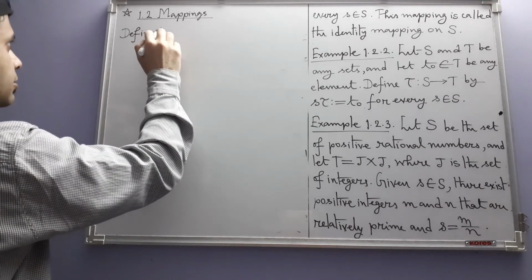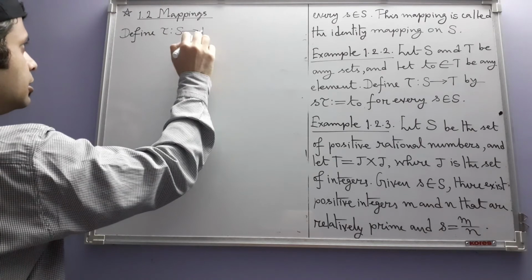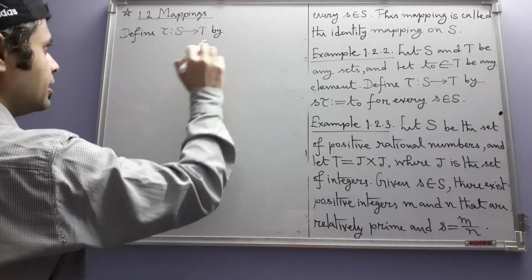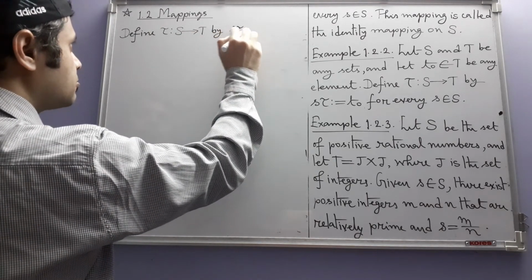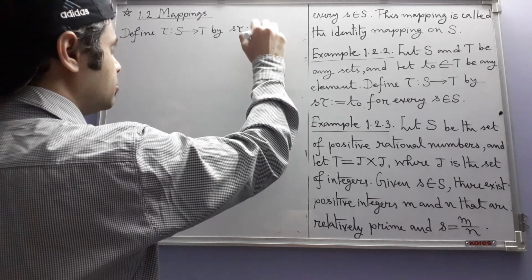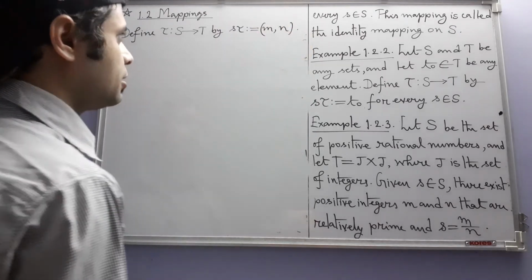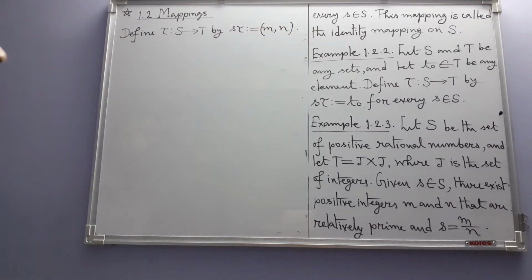Now define tau from S to T by defining the image of s to be equal to the ordered pair m comma n.